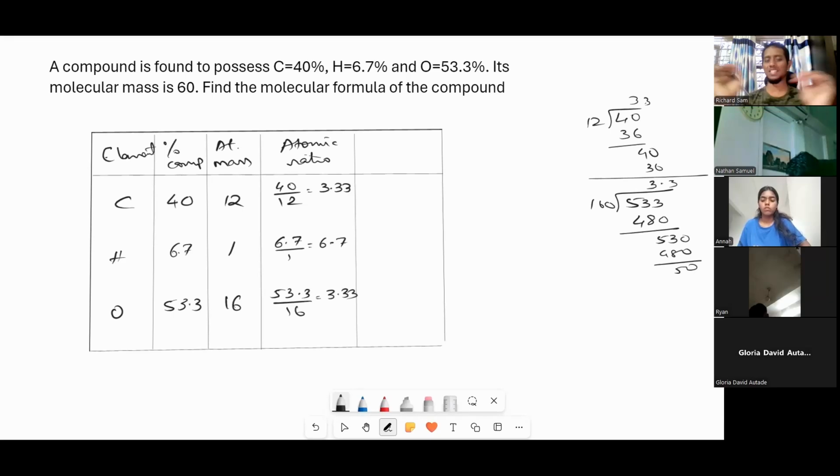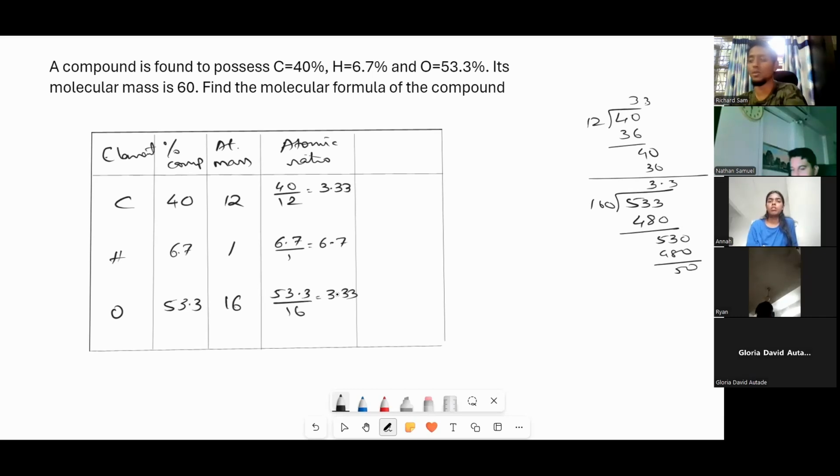Okay, we don't go with exact values. We should be able to round it off a little bit here and there to get the answers. So this is what we're getting: 3.33, 6.7, and 3.33. Now they're not whole numbers, they're all decimal numbers. We got the ratio: 3.33 parts of carbon, 6.7 parts of hydrogen, and 3.33 parts of oxygen.